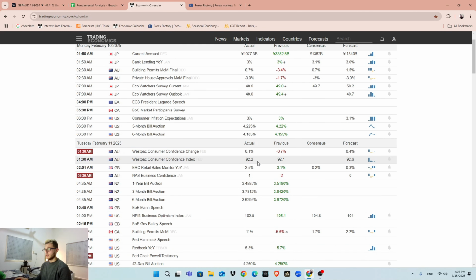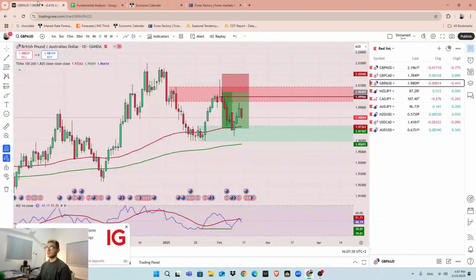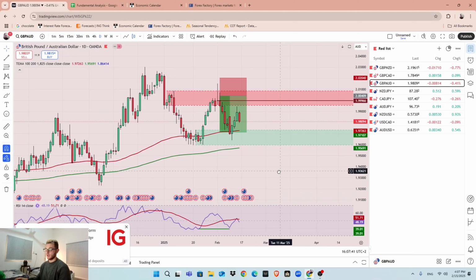So right here, Westpac Consumer Confidence Index forecasted at 92.6, actual 92.2. So it came out lesser than expected, which made me close the position. And then throughout the week, we had some changes in the pound strength, which made this retracement to the upside.